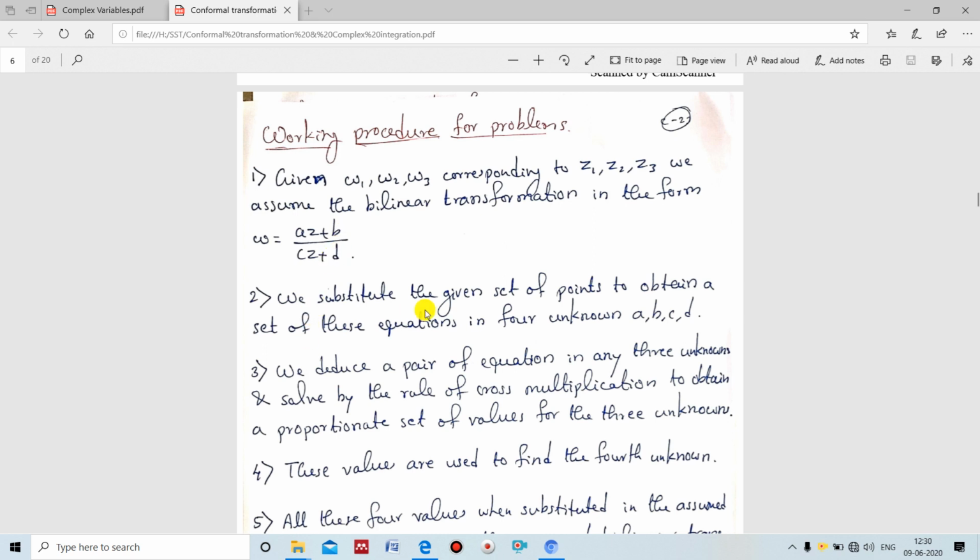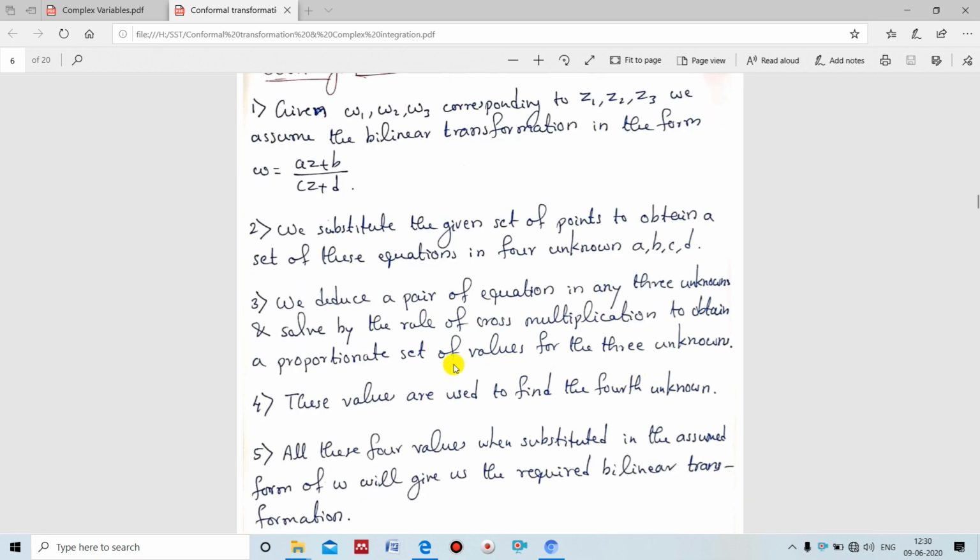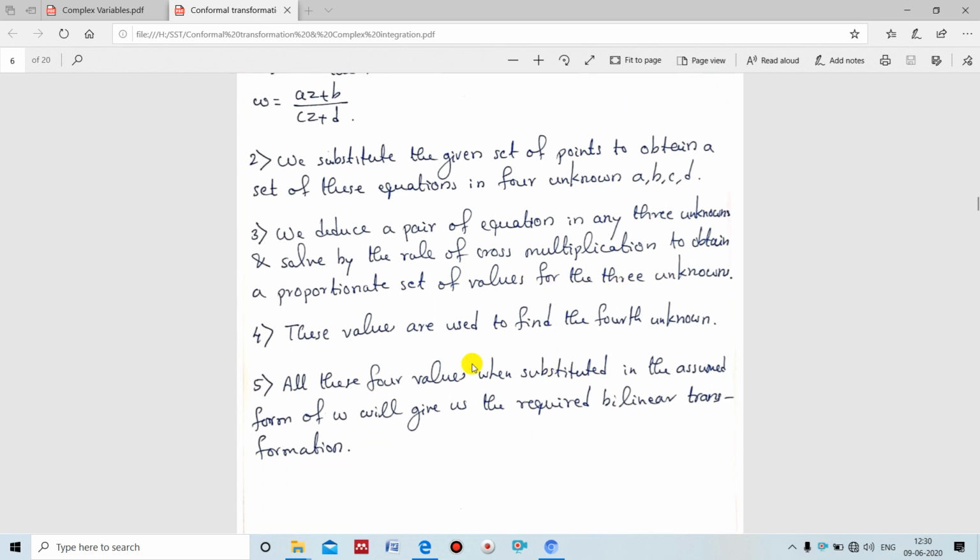Second step is we substitute the given set of points to obtain a set of equations in 4 unknowns A, B, C, D. Then the third step is we reduce a pair of equations in any 3 unknowns and solve by the rule of cross multiplication to obtain a set of values for 3 unknowns. Then the fourth step is these values are used to find the fourth unknown. The last, all the 4 values when substituted in the assumed form of W will give the required bilinear transformation.